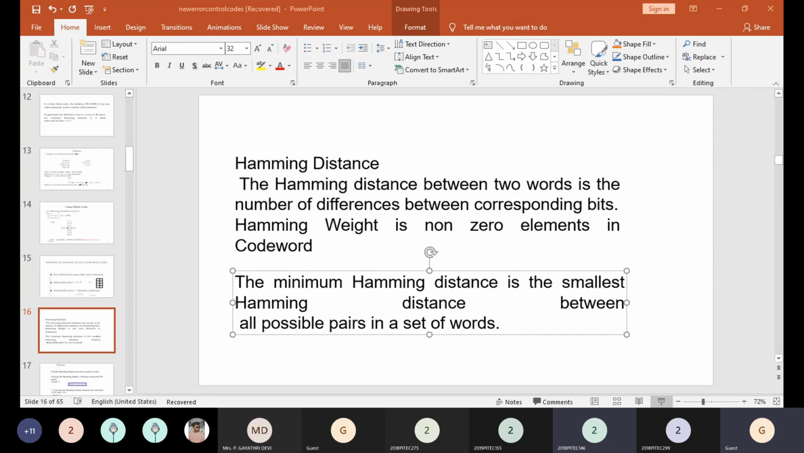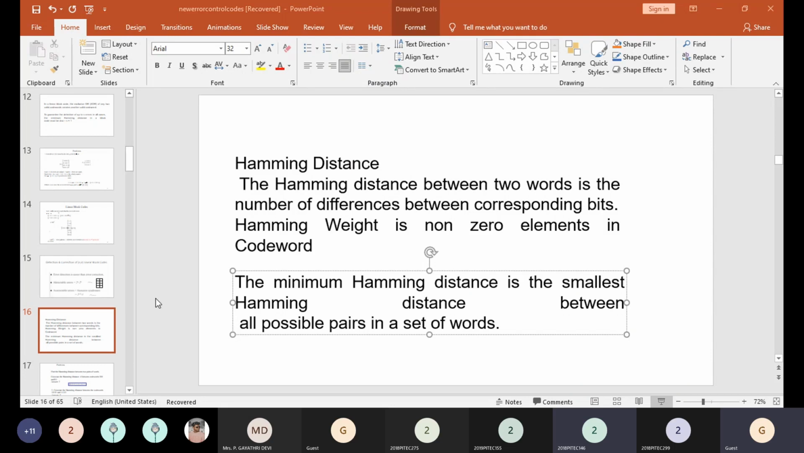Likewise, if you take the second problem, calculate the Hamming distance between the code words 10101 and 111110. If you compare the first bit, 1, and the second code word's first bit, 1, there is no change.